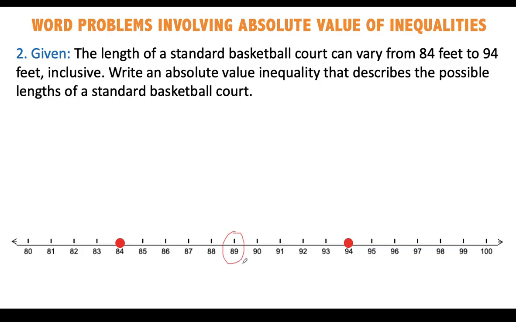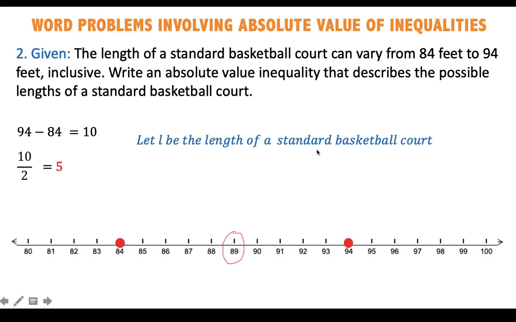But how are you going to solve it? Simply find the difference of 94 and 84, and that is 10. Then divide it by 2, and that is 5. It means the distance of 84 to 89 is 5. The distance of 94 to 89 is also 5. Now, let L be the length of a standard basketball court. A basketball court can have a length of 84. It can have 86. It can have 90. It can also have 93 or 94, but it cannot be 95. It is not considered standard anymore. It also cannot be lower than 84, such as 83, so it is not considered a standard basketball court.